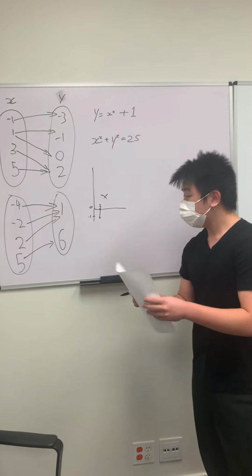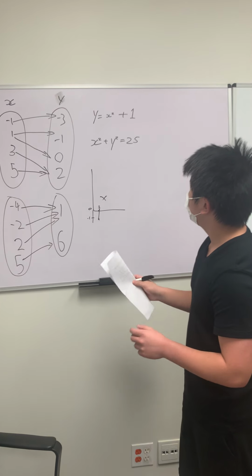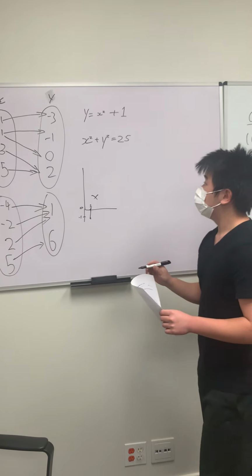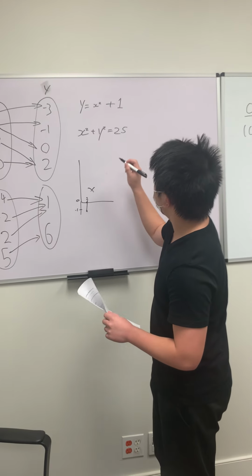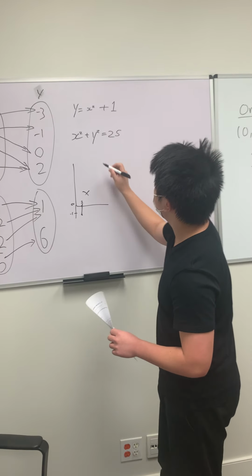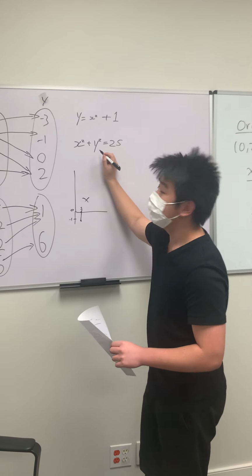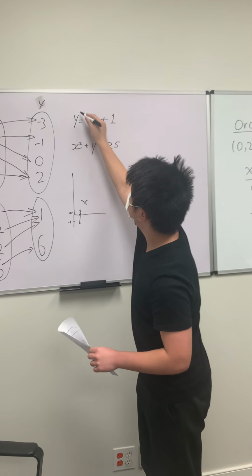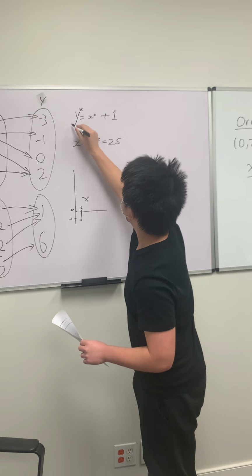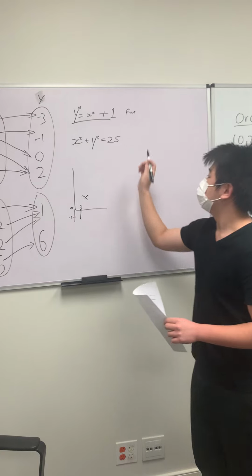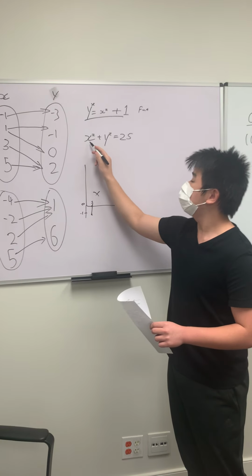For equation, it's easy to determine whether it's a function or not a function. It's really simple, because to determine what's a function, what's not a function, you gotta look at the y. As long as the y is not squared, then it's a function. Since this y is not squared, it's a function. Yeah, function. But then take this as an example.